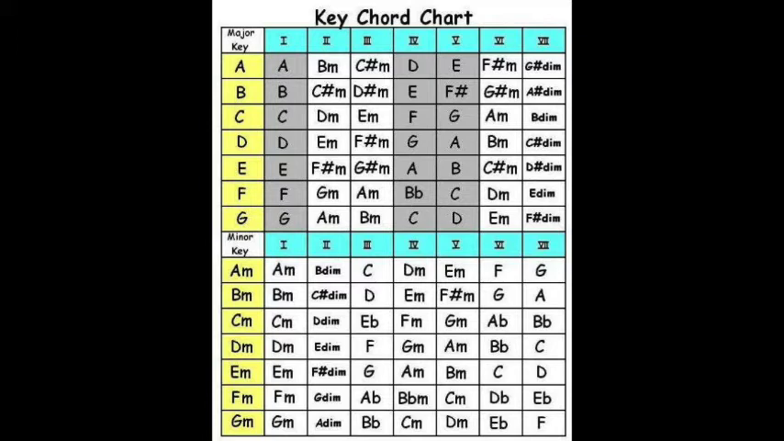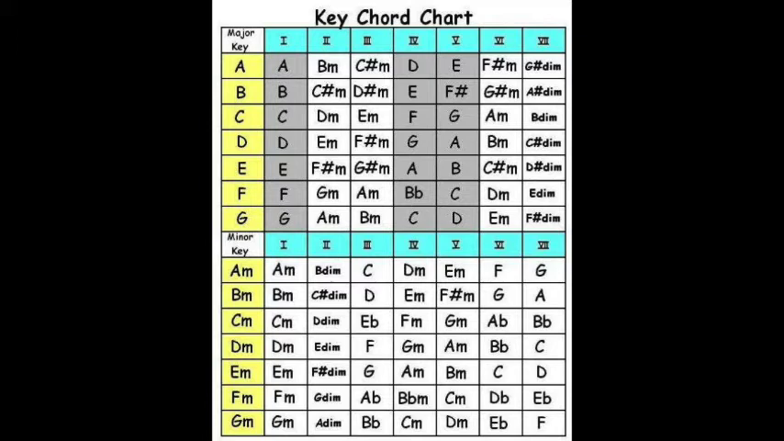Then you have the minor keys. A minor, B minor, C minor, D minor, E minor, F minor, G minor. So our brains are wired in a way to understand letters alphabetically that way. But for guitar purposes, learning the CAGED system, we start with the key of C in the CAGED system.